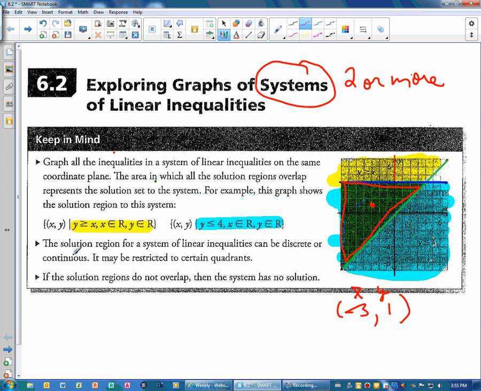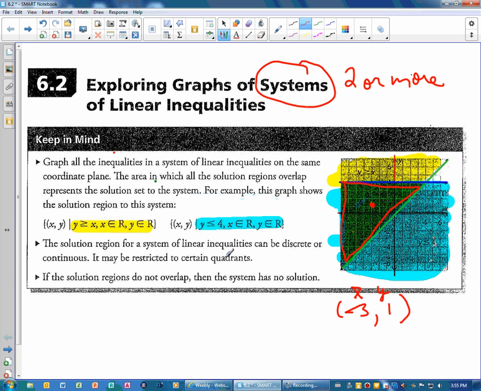The solution region for a system of linear inequalities can be discrete or continuous, and it may be restricted to certain quadrants. In this example, it was continuous because I had the set of real numbers. It might be discrete if you have integers or whole numbers.